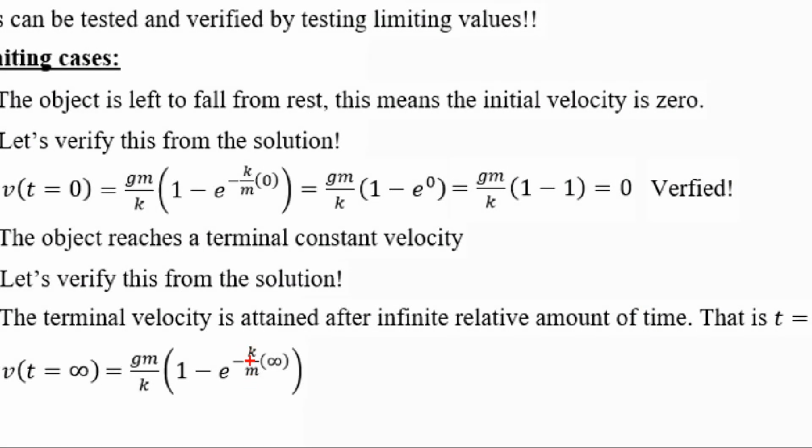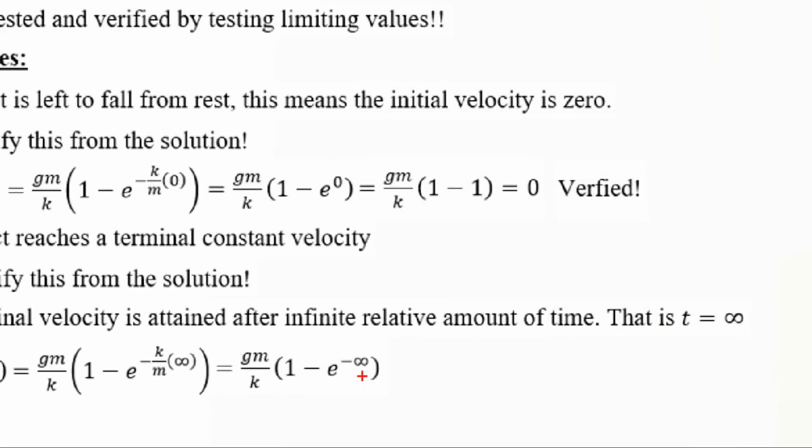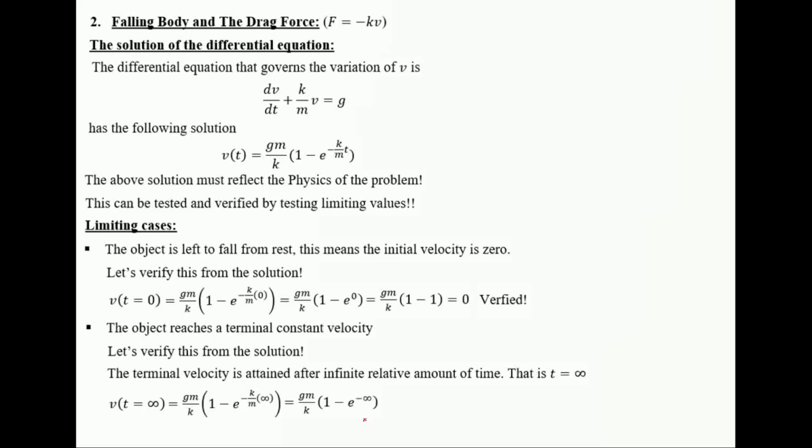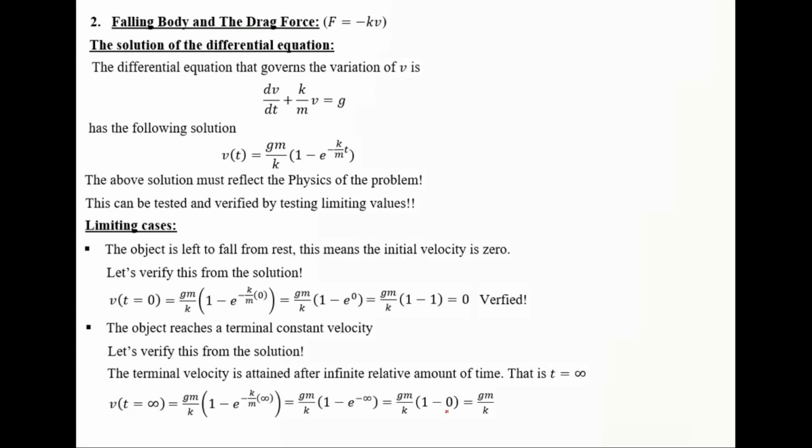Now this is a positive number multiplied by infinity, and here we have a negative, so it's gonna be minus infinity. And we know that by definition or from the graphical analysis of the exponential function, e to the power minus infinity is gonna be 0. Which means that the terminal velocity would be mg divided by k, which is basically a constant, and that is verified.